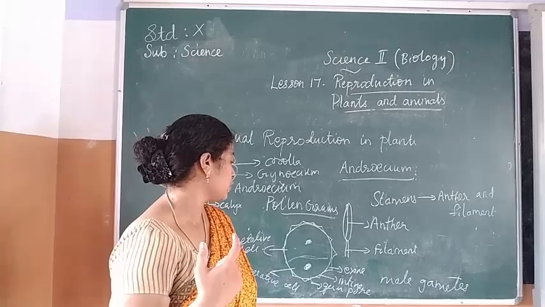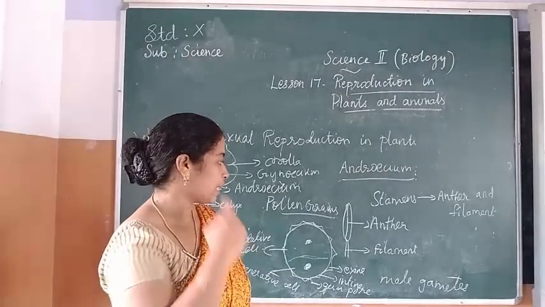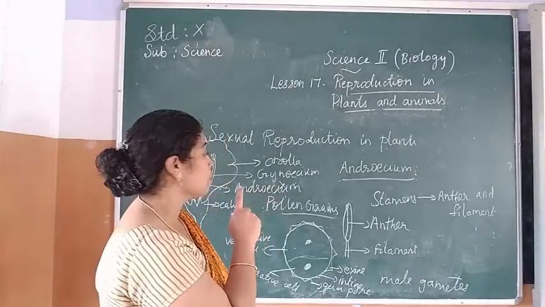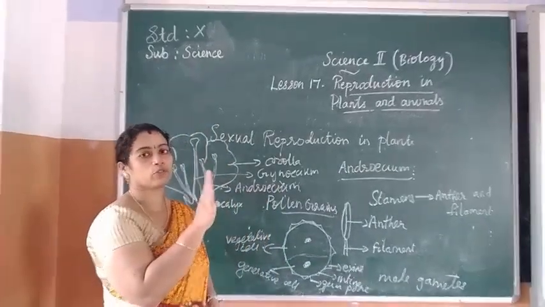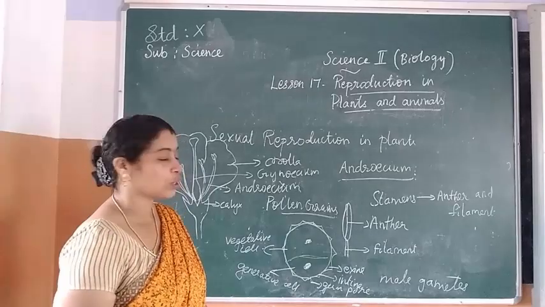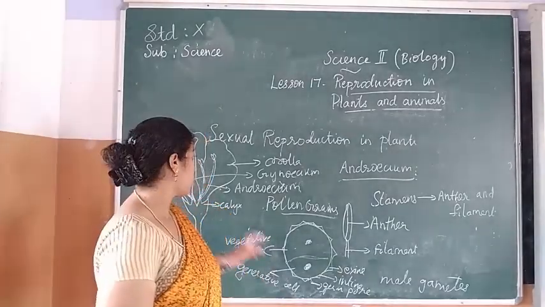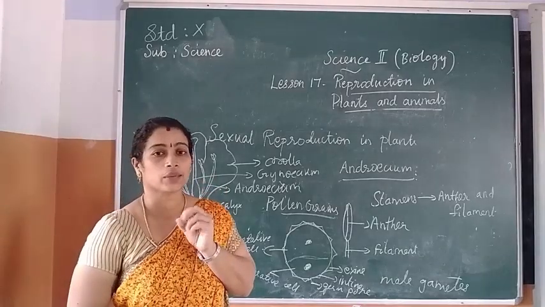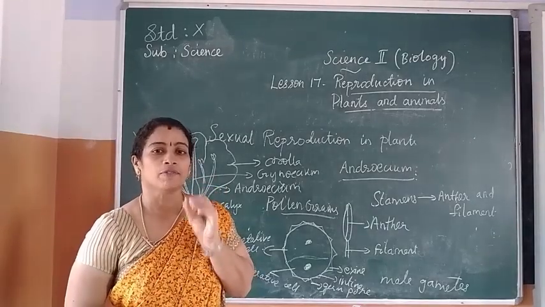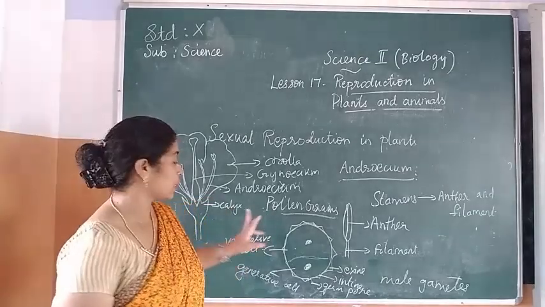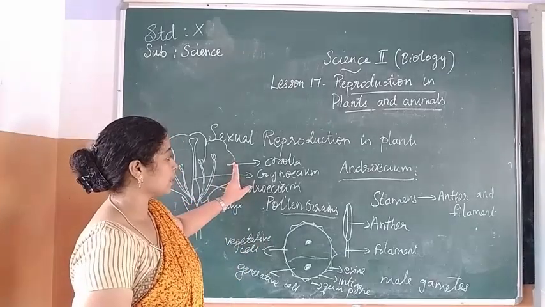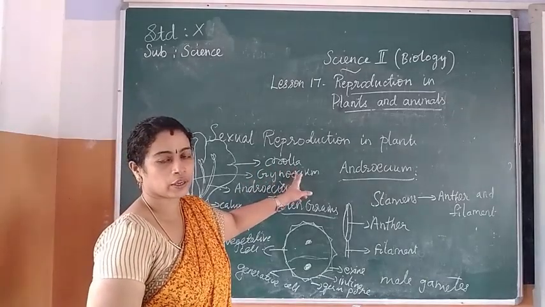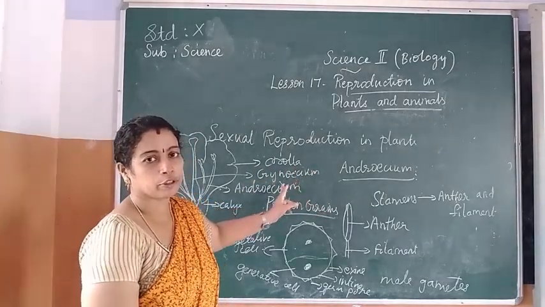So this is about the structure of pollen grains. Once again, these are the parts of a flower. We have studied there are four parts in a flower: calyx, corolla, androecium, and gynoecium. The outermost green layer covers and protects the flower during the bud condition, and that is known as calyx. The next layer is the corolla, the attractive part of the flower, also known as petals, the colorful part.